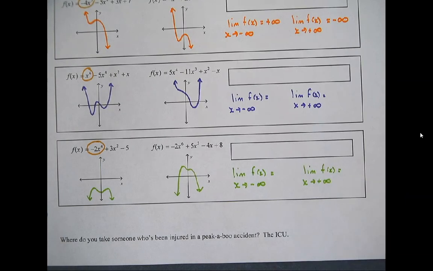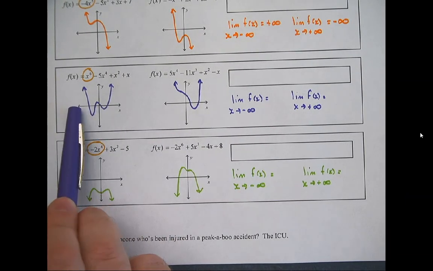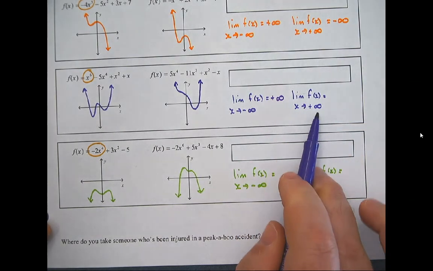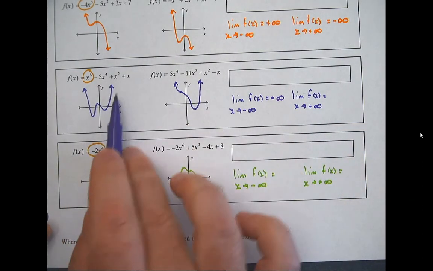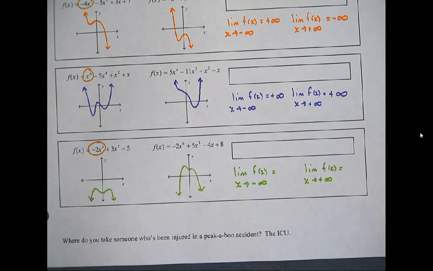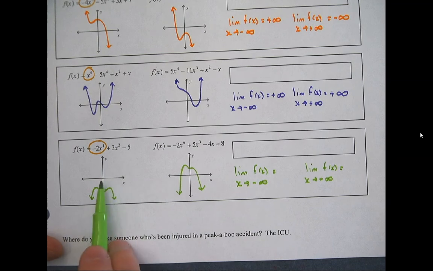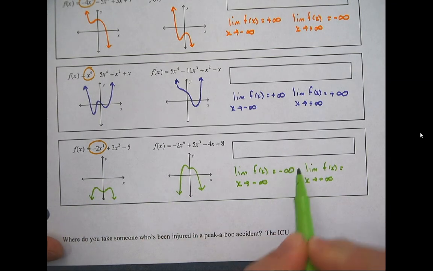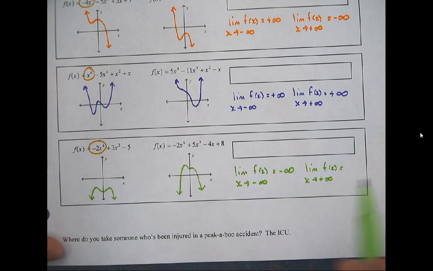All right, let's see. So as x goes towards the negatives, my graph goes up, up, up, up, up. So that'd be positive infinity. As x goes towards the positives, my graph goes up, up, up, up, up. So these are both positive infinity. As x goes towards negative infinity, my graph goes downward on both sides. So that's negative infinity. As x goes towards the positives, my graph also goes down again, so that's negative infinity as well.